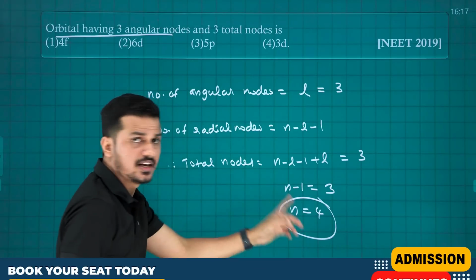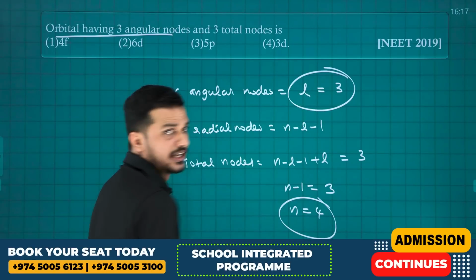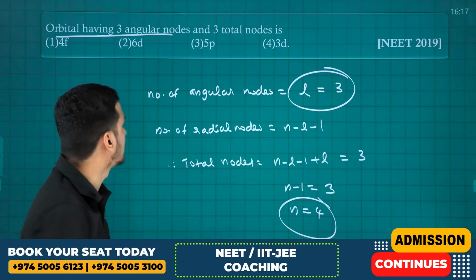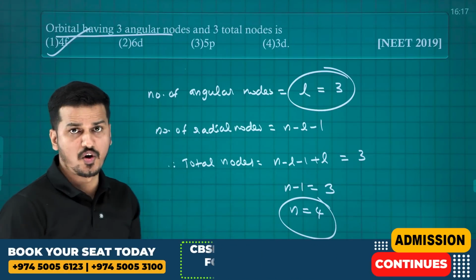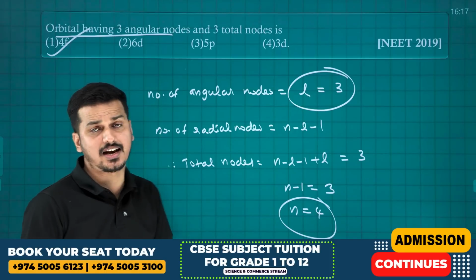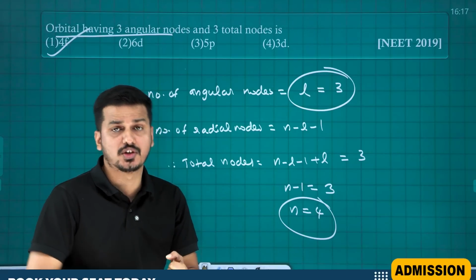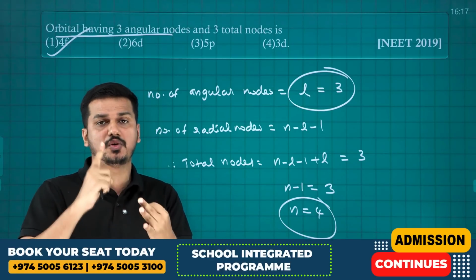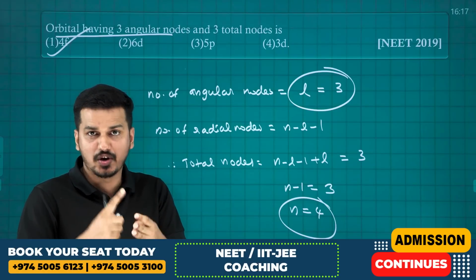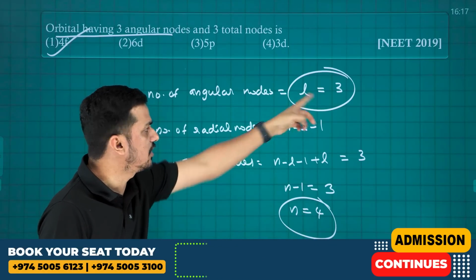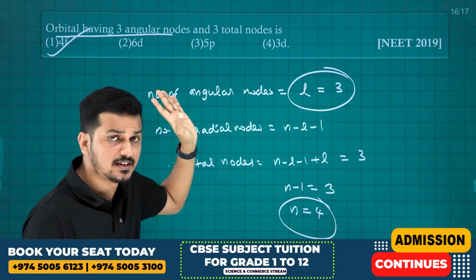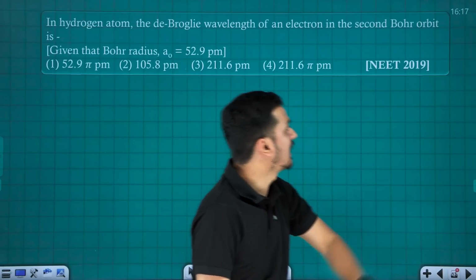So we got the idea. n equals 4, L equals 3 is nothing but the 4f orbital. So option 1 is the correct answer, because L equals 0 is s, L equals 1 is p, L equals 2 is d, L equals 3 is f. So n equals 4, L equals 3 means 4f. Clear, guys? Yes. We can move to the next one.